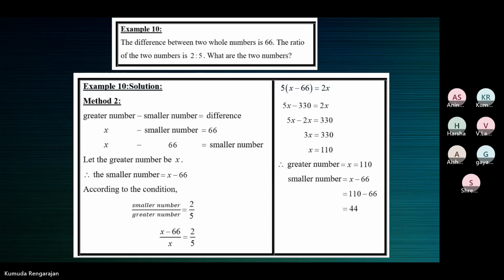Or if you assume the greater number to be x, then x minus the smaller number is equal to 66. Bring the 66 to this side: plus 66 becomes minus 66. And minus smaller number becomes plus smaller number on the other side. So then the smaller number is x minus 66. If the greater number is x, then the smaller number will be x minus 66.